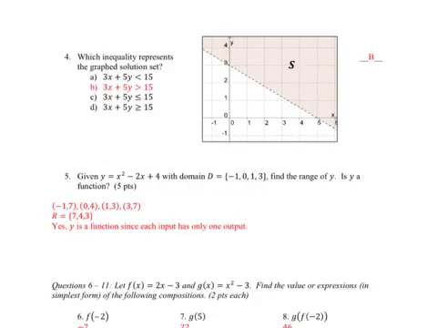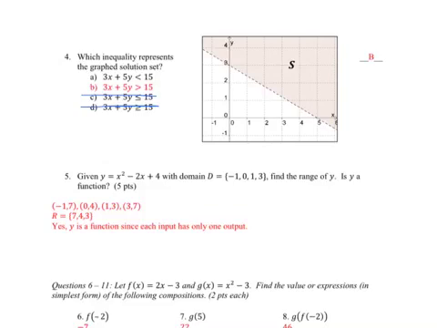Number 4 says, which inequality represents the graphed solution set? Well, right away when you see a dashed line, you know it's going to be either less than or greater than. So we could start by simply ruling these out automatically. Okay, again, greater than or equal to or less than or equal to are solid lines. So it's either choice A or B right off the bat.